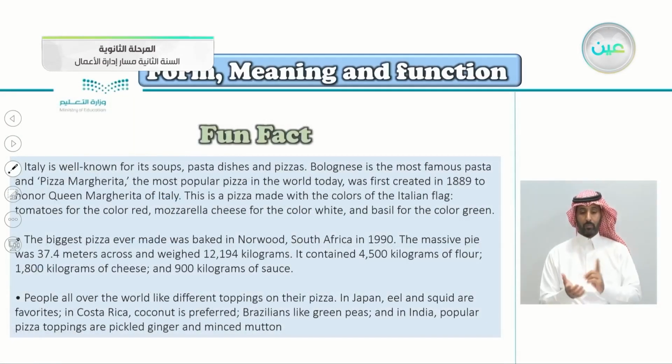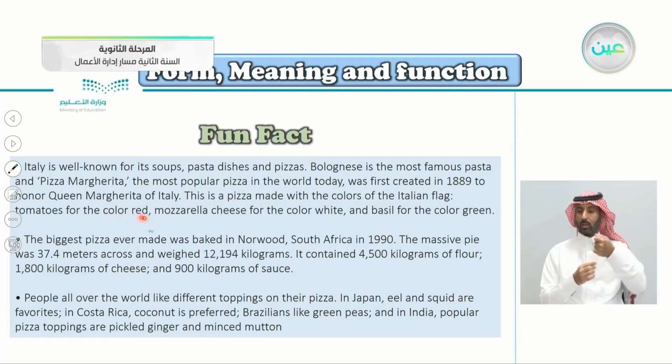Here's a fun fact for you. Italy is well known for its soups, pasta dishes, and pizzas. Bolognese is the most famous pasta and pizza Margherita, the most popular pizza in the world, was first created in 1889 to honor Queen Margherita of Italy. This is a pizza made with the colors of the Italian flag.